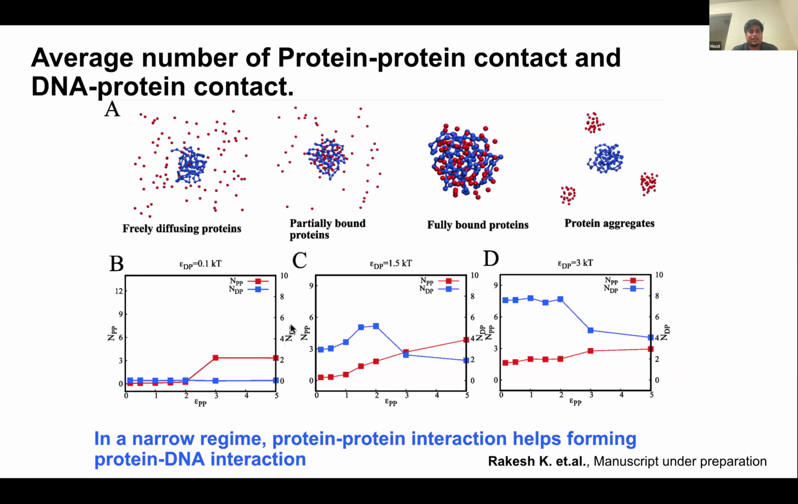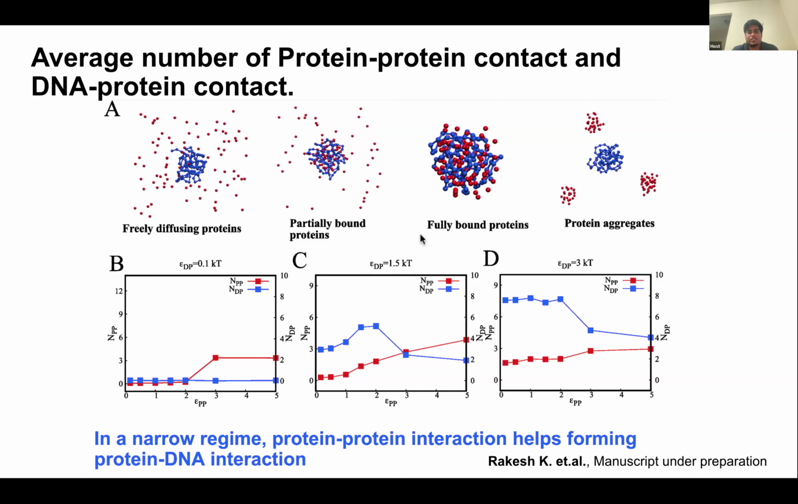On the right side of the graph, you can see the number of DNA-protein contacts also plotted, which says whether the protein forms interaction with DNA or not, and the left side of the graph shows the protein-protein contact. So the blue graph shows the DNA-protein contact. The red graph shows the protein-protein contact. Protein-protein contact shows the phase separation of proteins, and DNA-protein contact shows the phase separation of proteins on DNA. So what is required is phase separation of protein on DNA.